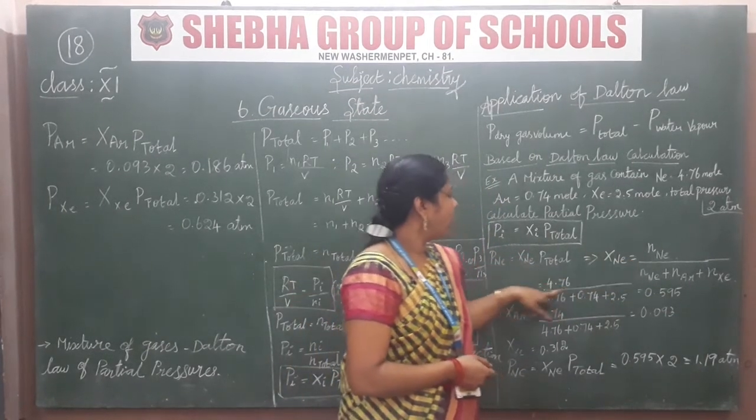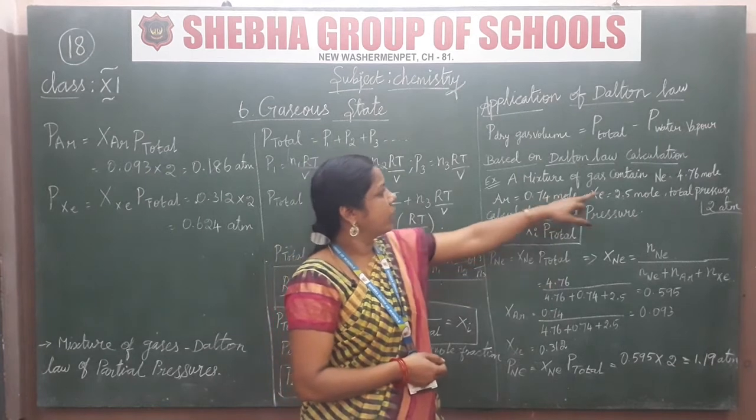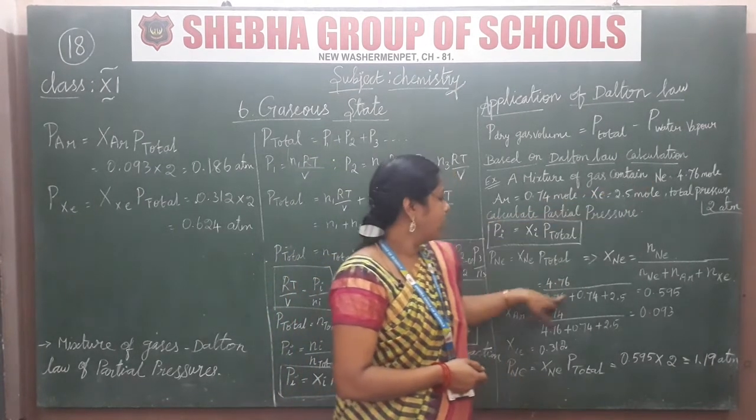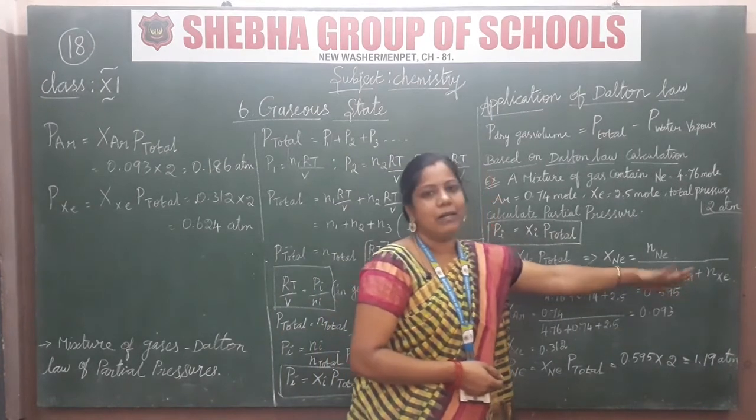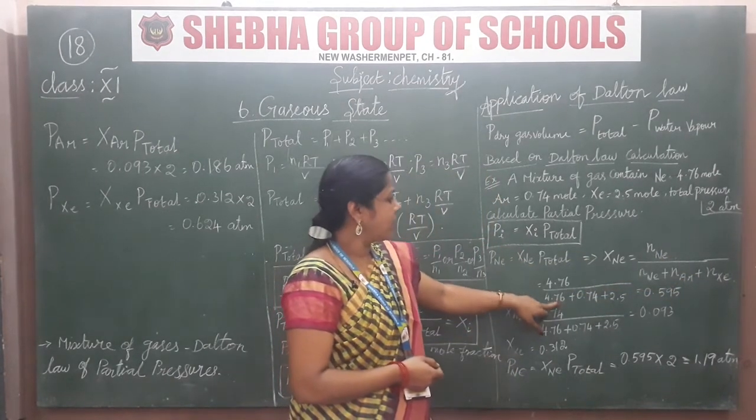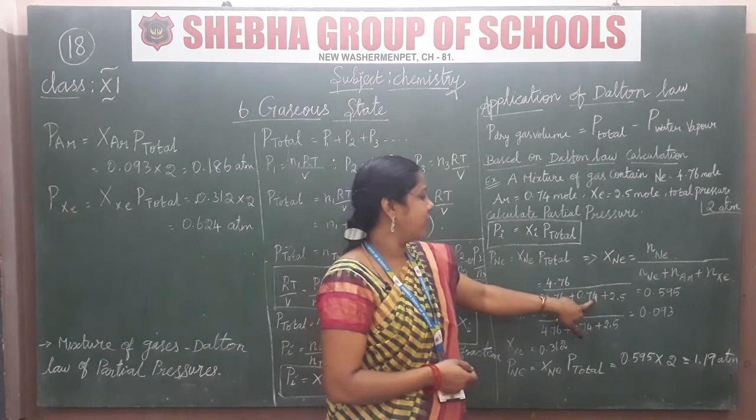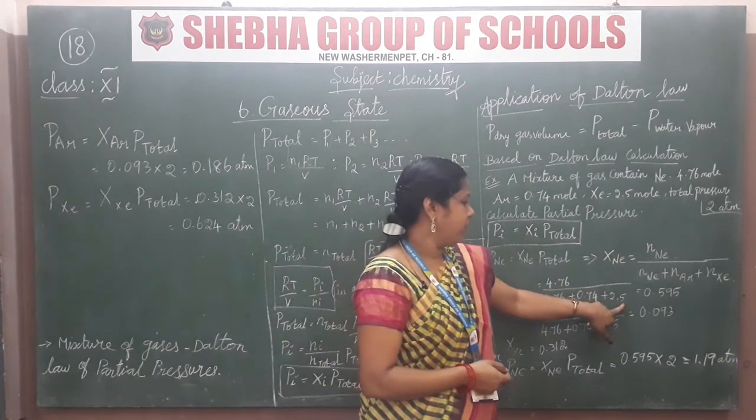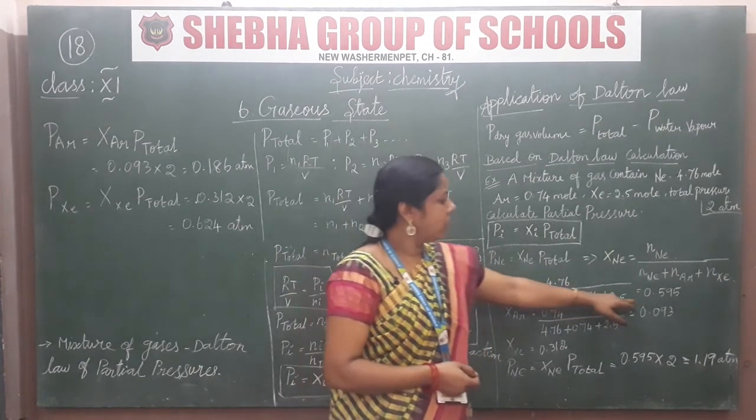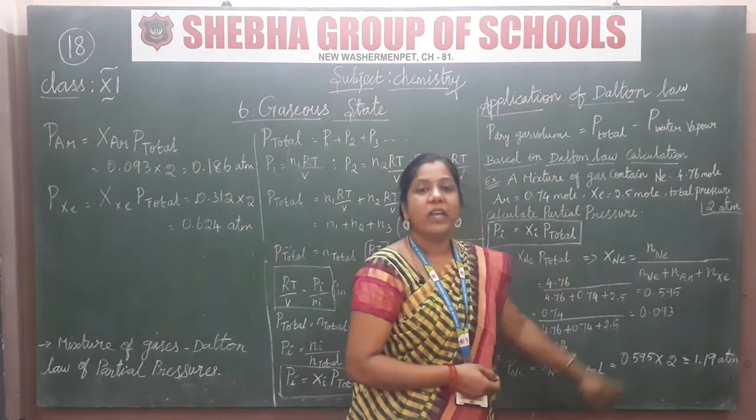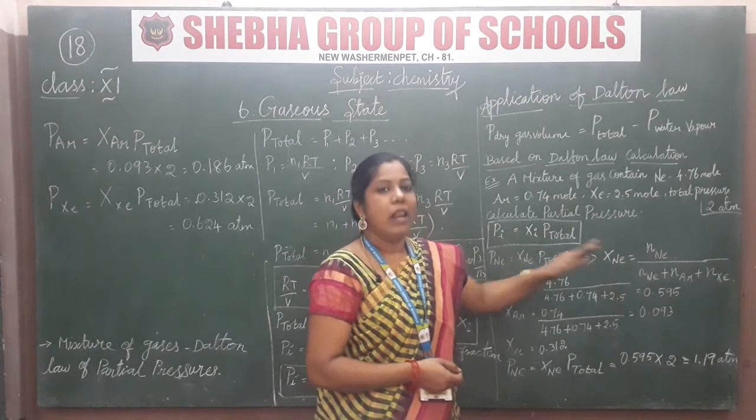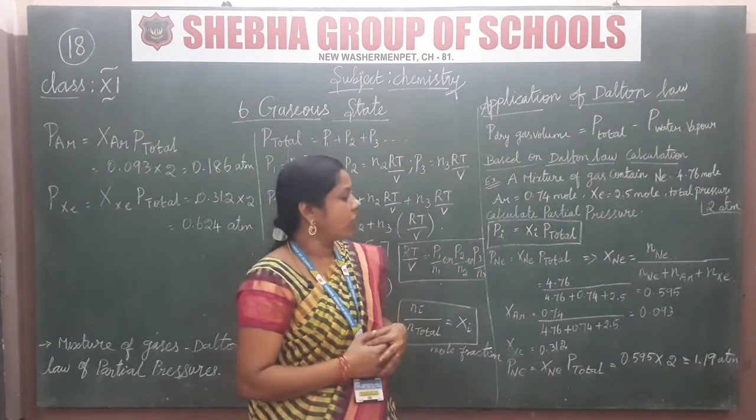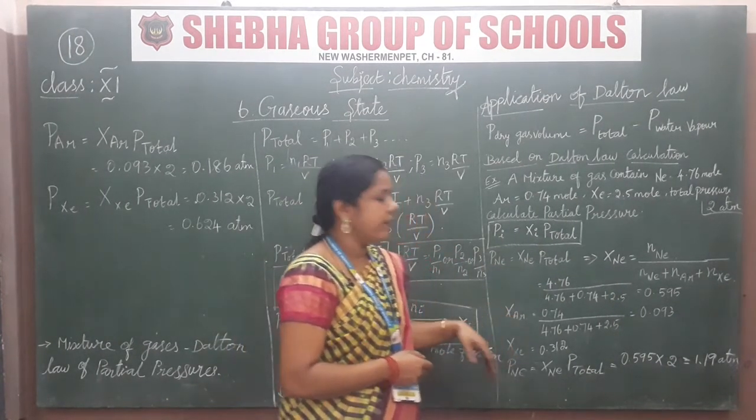Now 4.76, that is the neon moles. Then move on to the moles of the other elements: 4.76 plus 0.74 plus 2.5. So we get the total value, 0.595. So this is X neon. Likewise we have to find X argon and X xenon.